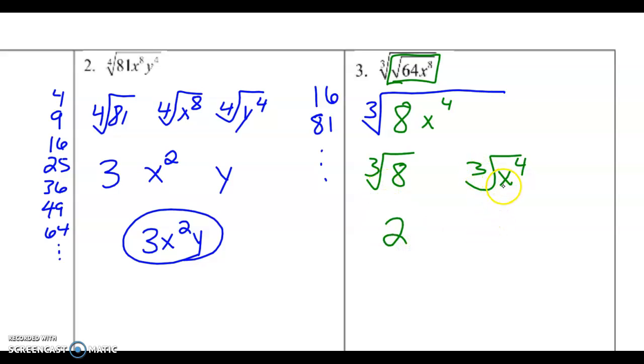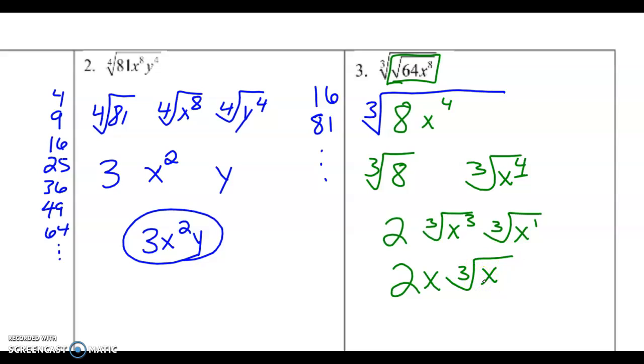And then we're left with the cubed root of x to the 4th, which the cubed root, we can pull out an x. So we can rewrite it. I'm going to rewrite it for a minute here. We can think of it as the cubed root of x to the 3rd, and we still have x to the 1st left over to get 4 of them. So I can rewrite this as 2x times the cubed root of x.